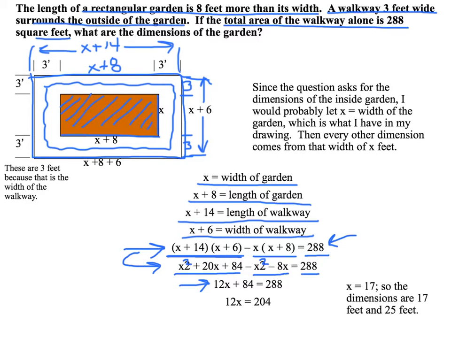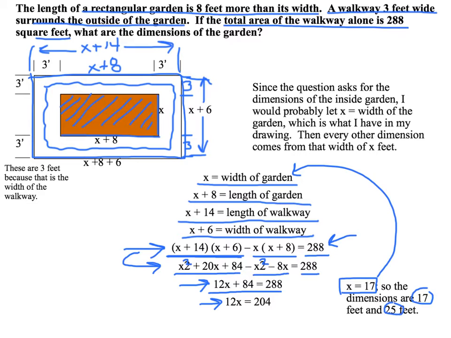I actually end up with something that ends up not being a quadratic equation in the end, even though I had to create a quadratic equation in order to solve this. I have 12x plus 84 is equal to 288, so 12x is equal to 204. If that's true, then x has to be equal to 17. So remember that that was the width of the garden, x was 17, and it asked me for the dimensions of the garden. So I have 17 feet is the width and 25 feet is the length.